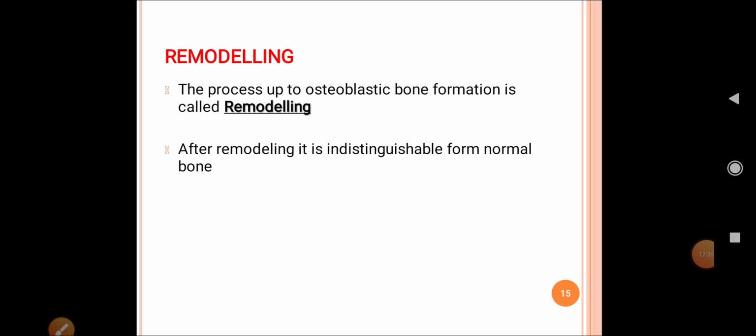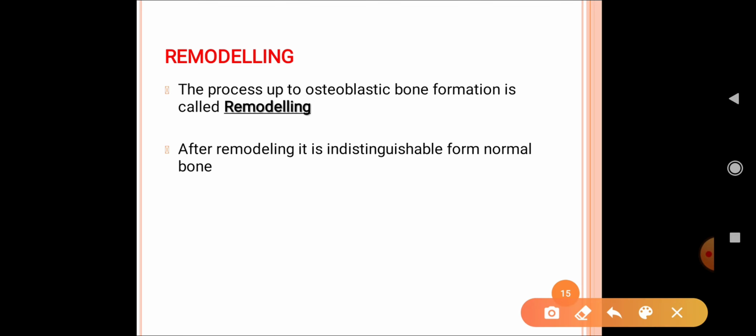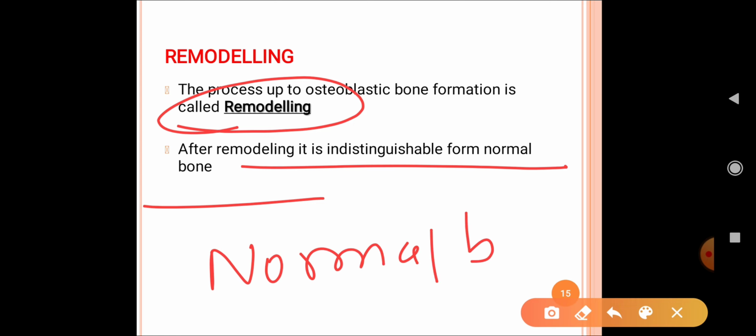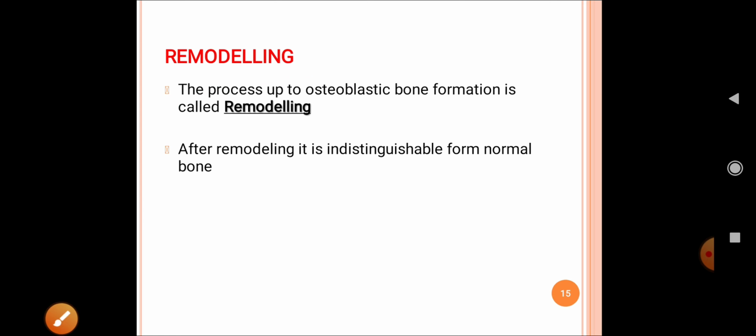So remember guys, this whole process starting from the development of the fracture to the new lamellar bone formation with the help of osteoblast, that whole process is known by the name bone remodeling. In the cutaneous remodeling, you might remember the name was given as tissue remodeling, but here the name is given as bone remodeling. And after remodeling, it is indistinguishable from the normal bone. It looks like a normal bone. So this whole process is known by the name bone remodeling.